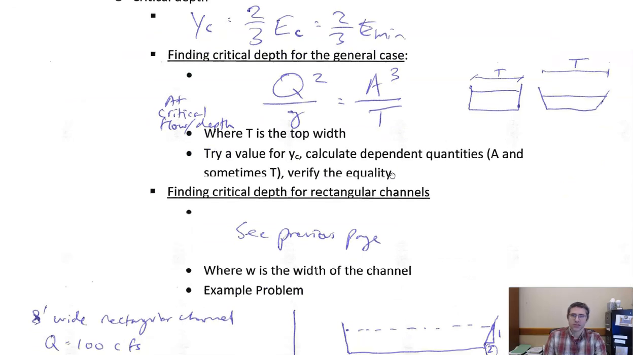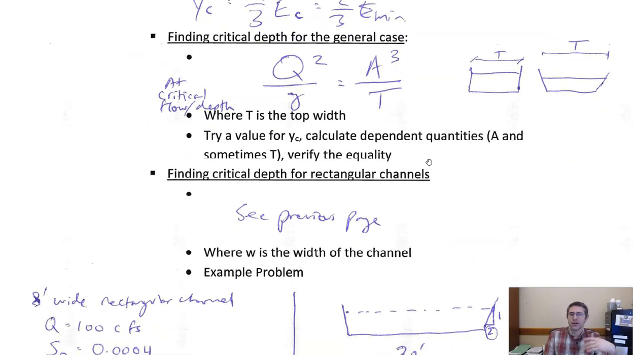Okay, so finding critical depth for the general case. We talked about how to find critical depth for a rectangular channel. There's a general equation that applies for all cases, including rectangular as well as trapezoidal or any channel section, which says that at critical depth, this is true: Q squared over g equals A cubed over T. This is not generally true all the time, but when we're at critical flow and depth, this is true. T is the top width.